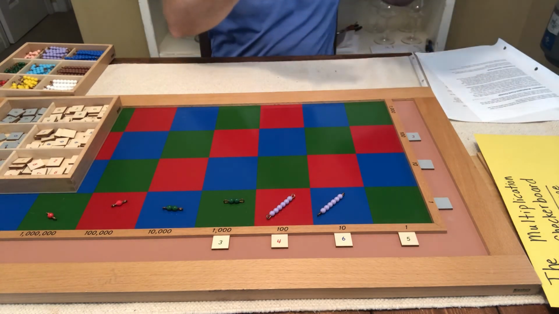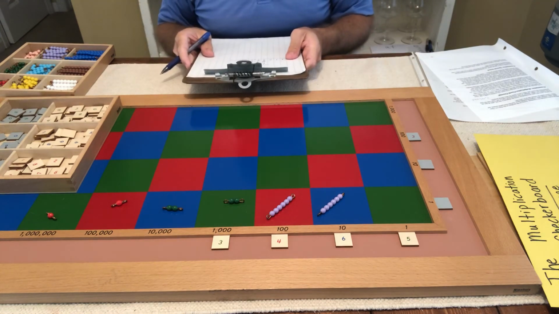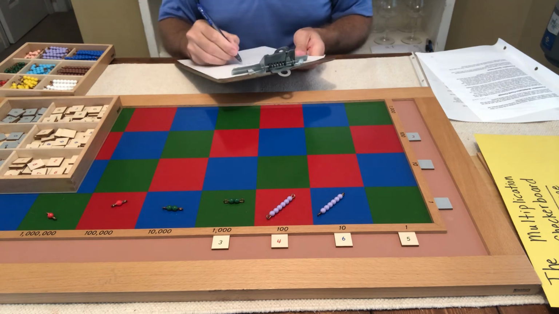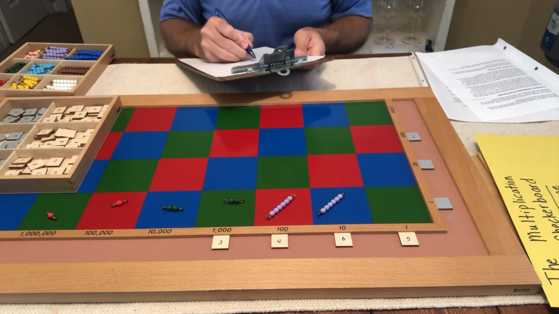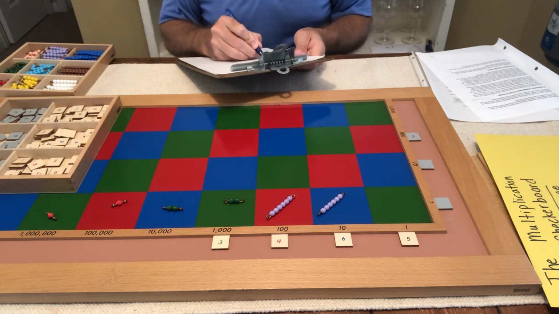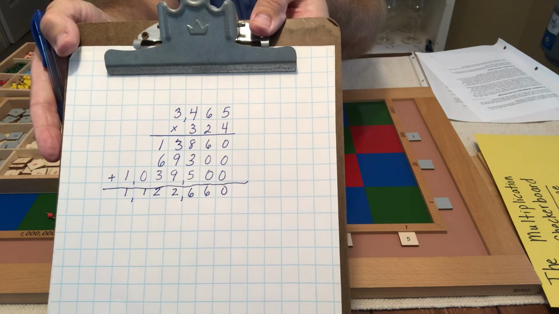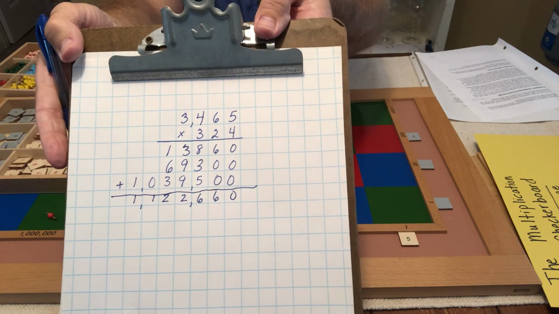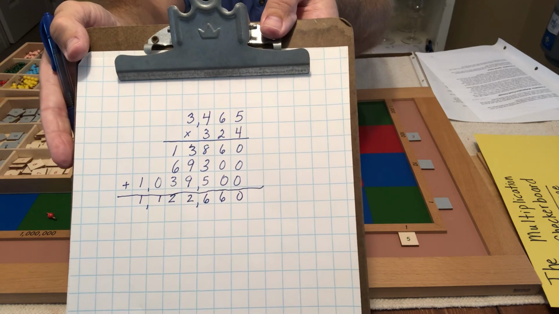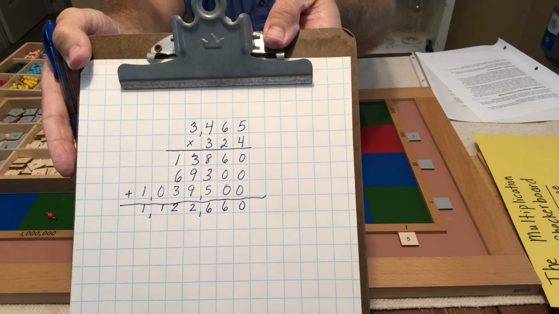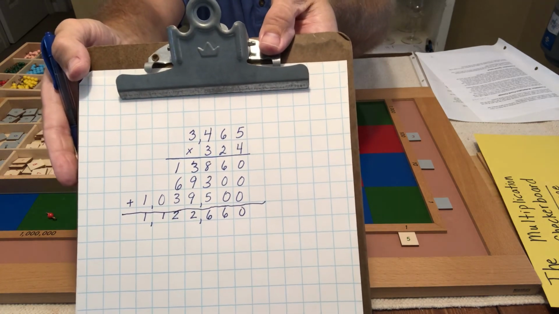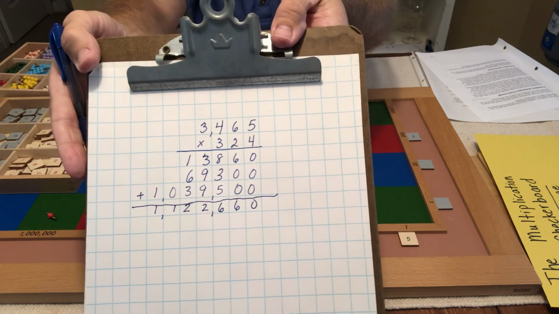So our final product is 1,122,660. And you'll find that if you just add all these numbers up, you'll get the same answer, 1,122,660. So your final answer should look like that. We can slide it on the checkerboard, or we can just add the numbers up straight down the columns, always starting with the ones column first, and then the tens column, and then the hundreds column, so on and so forth.